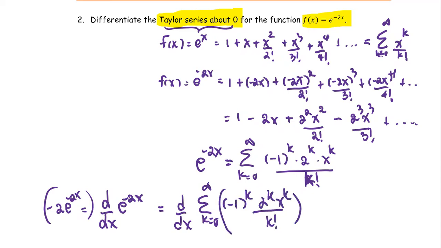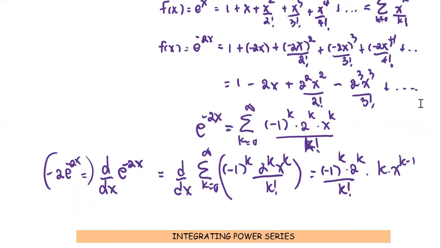We treat it as a general form. For the derivative with respect to x, the rest of the term that is not involving x will be treated as a constant, which is negative 1 to the power k, 2 to the power k, over k factorial. For the x to the power k, the derivative becomes k multiplied by x to the power k minus 1. The term k factorial is the same as k multiplied by k minus 1 factorial. The k and the k can be reduced.